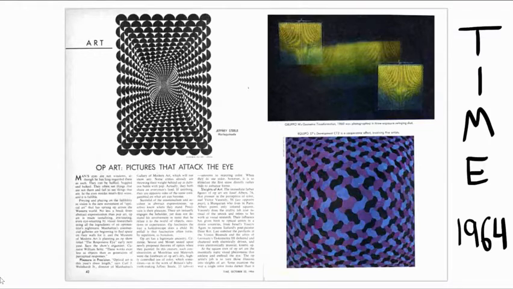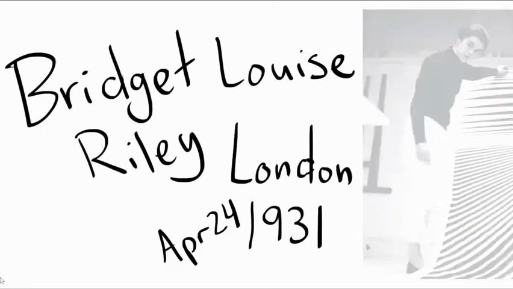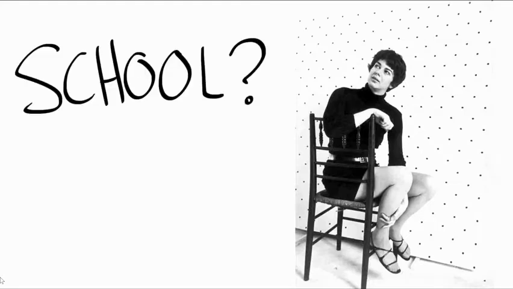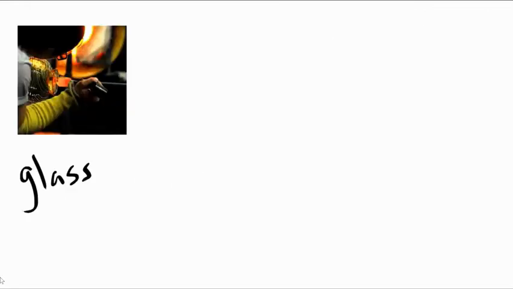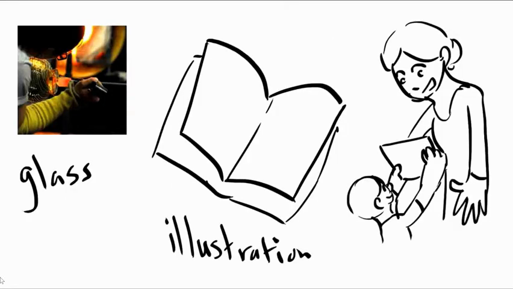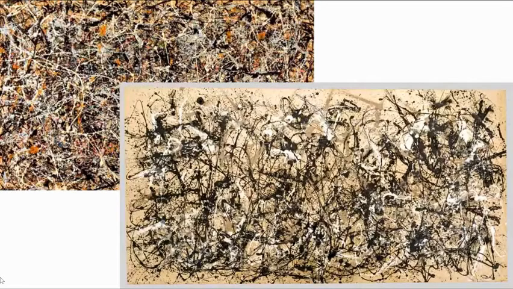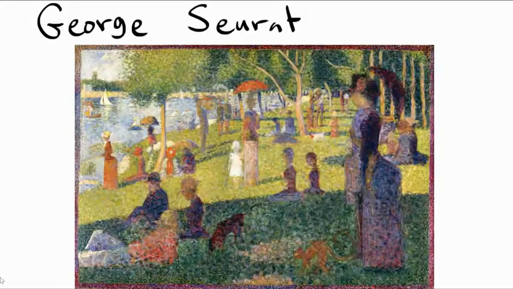The first op artist I want to talk about is Bridget Riley, who was born in London in 1931. Her father was a printer who owned his own business. She didn't have much schooling until attending college, and as an adult, she worked in a glassware shop, as an illustrator, and as an art teacher. In 1958, she saw the work of Jackson Pollock and was inspired. She was also inspired by the scientific dot style of Georges Seurat.